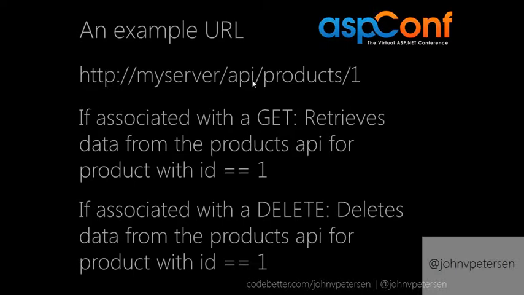What's going to change are things like the verb and the request body that we send in how we interact with this API. So in this case, if this URL is associated with a GET, what we're really saying is it retrieves data from the products API for the product with ID equal to 1. On the other hand, if it's associated with a delete, it deletes data from the products API for the product with ID equal to 1.